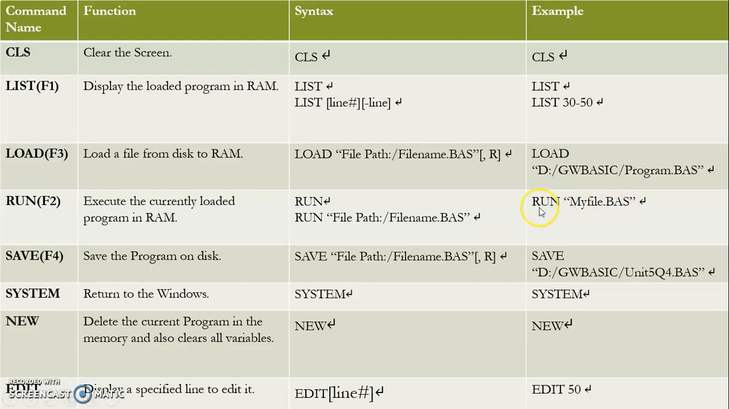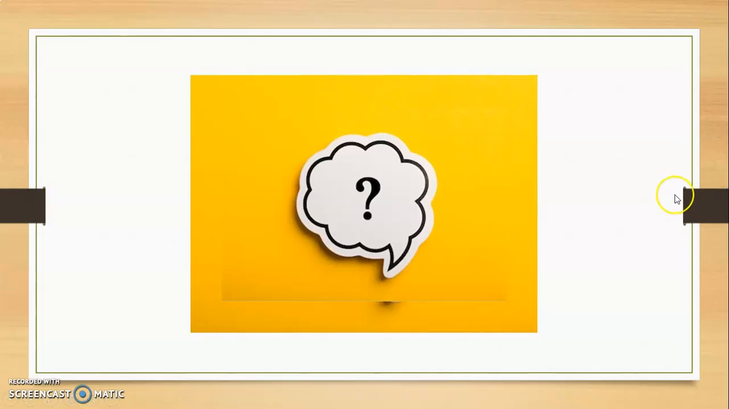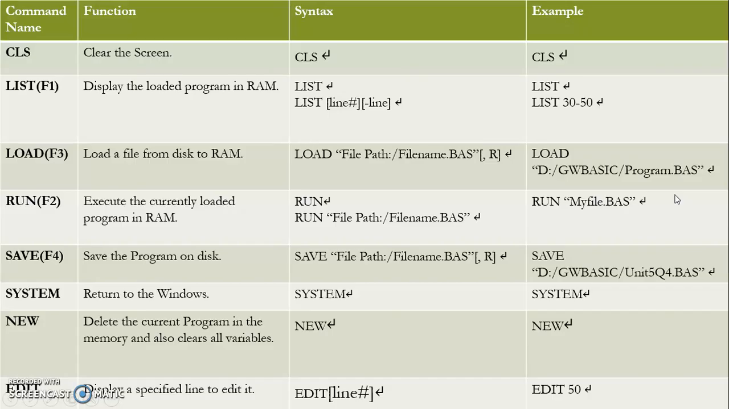Here is the example. You can see it run. We have typed the run command, and within double quotation we have given the file name, that is myfile.bas within double quotes, and press the enter key. So our file, which is present in the root folder where the GW BASIC is installed, from that folder our file will be loaded in the RAM and executed also.